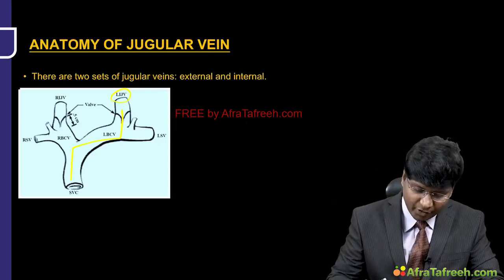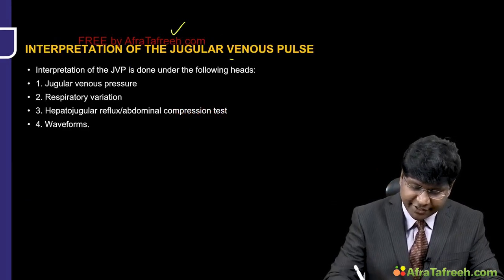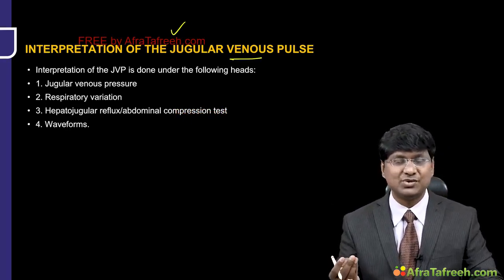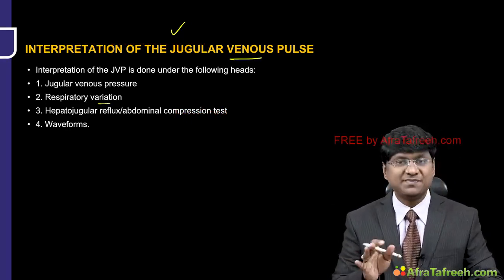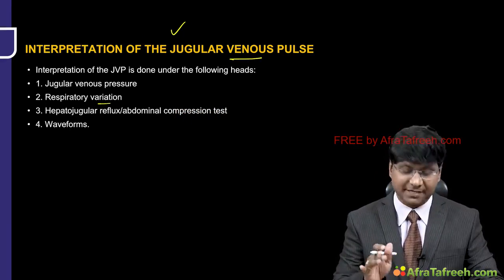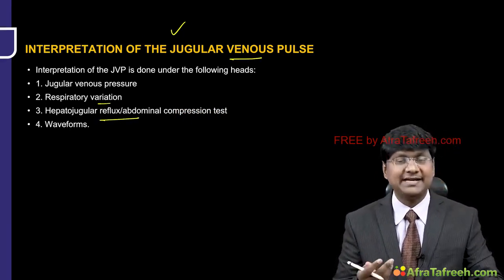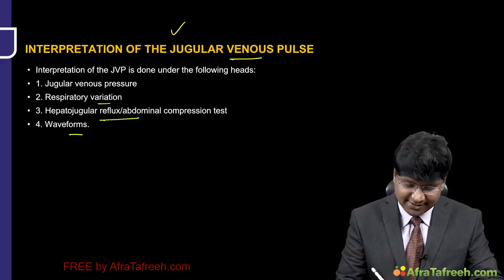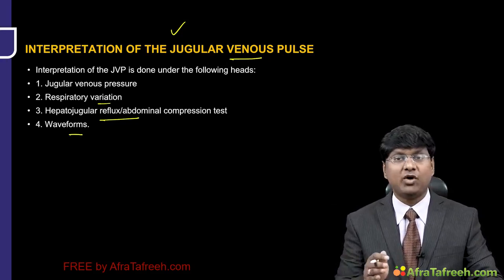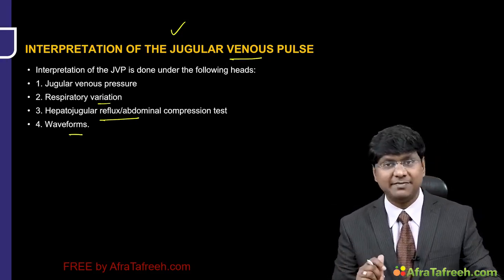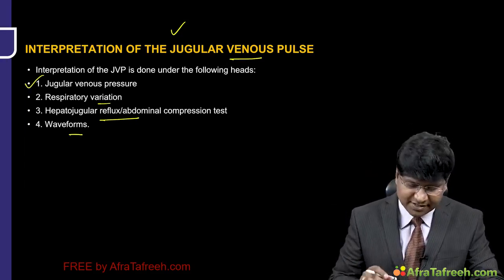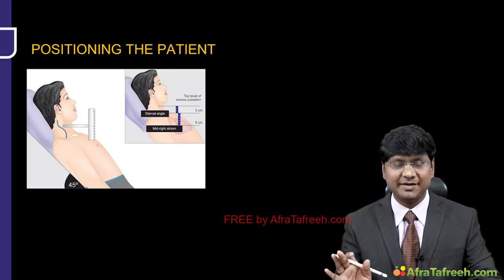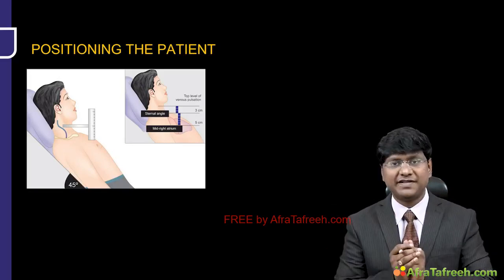Next, very important in the discussion is the interpretation of the jugular venous pulse. You need to know how to measure the jugular venous pressure, what the respiratory variation of the jugular venous pressure and pulsations is, what exactly the hepatojugular reflex is, what is positive and what is negative hepatojugular reflex, and what the various waveforms and abnormalities are. All that we will be discussing now. So let me first teach you how to measure the JVP and what the position of the individual should be.